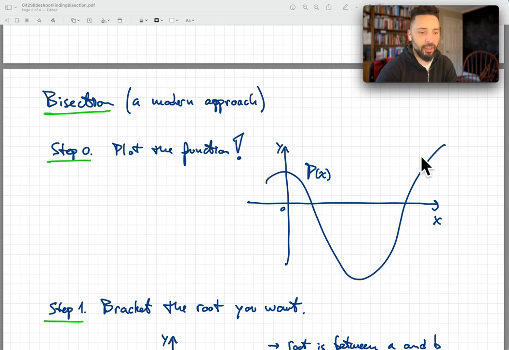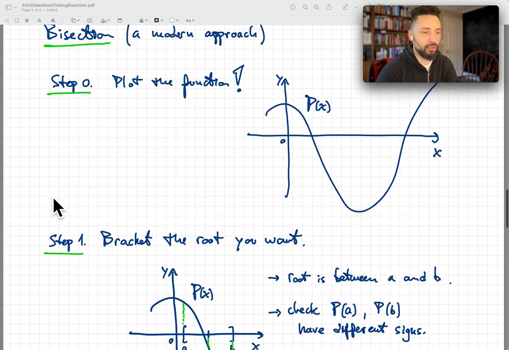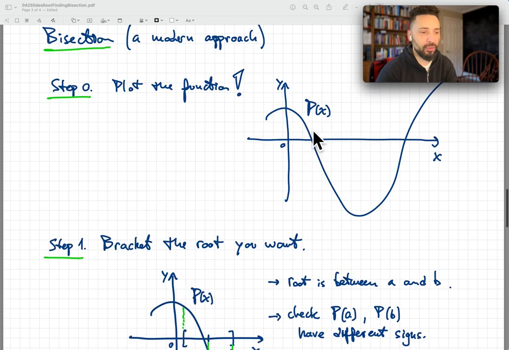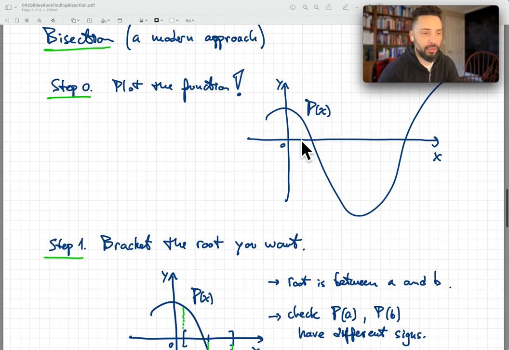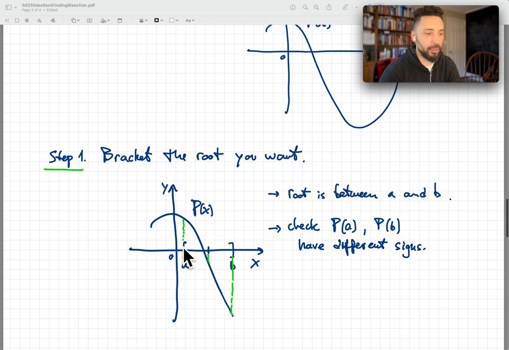This curve may not necessarily be continuous. You may be able to only throw some points on a graph, but you have a rough idea of where the roots are. And what we need for this bisection algorithm to work is to bracket the root that we want. So suppose in this case that we want to focus on this solution, p of x equal to 0, around this point, and we don't know exactly what it is. We don't have a formula or anything, but we have a rough idea of what it is so that we can bracket it.